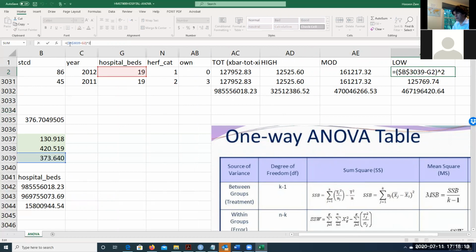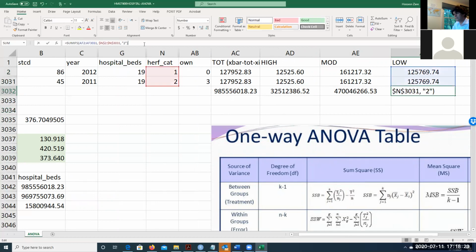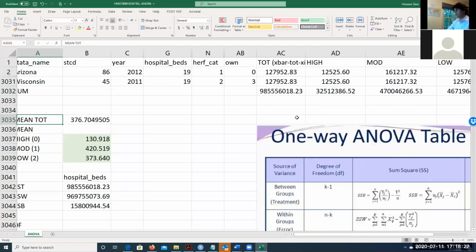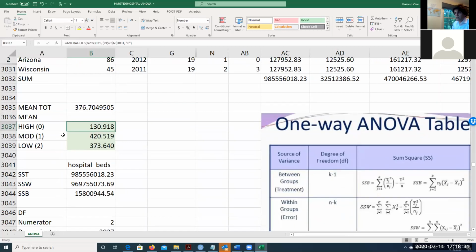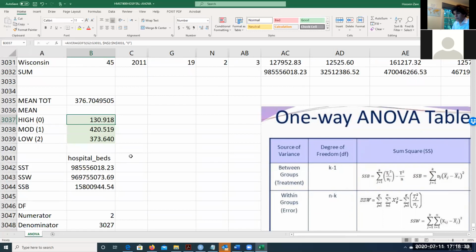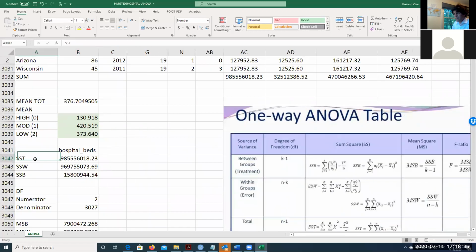Compute this, $B$3039, this is this line, and minus this. And then when you have this one, you can drag it and again the SUMIF, and this time we should filter by number 2. So now I needed this to compute this one. So SST, this is SST. I just put them here.